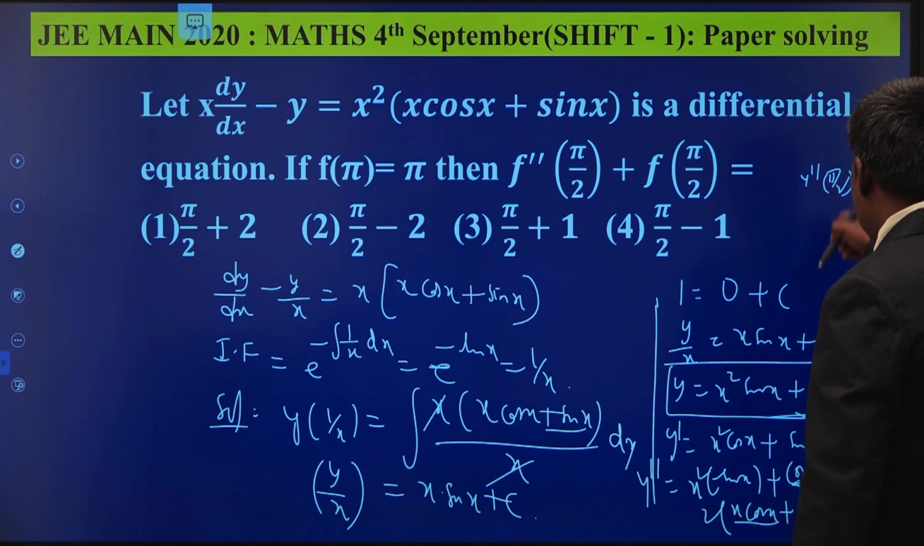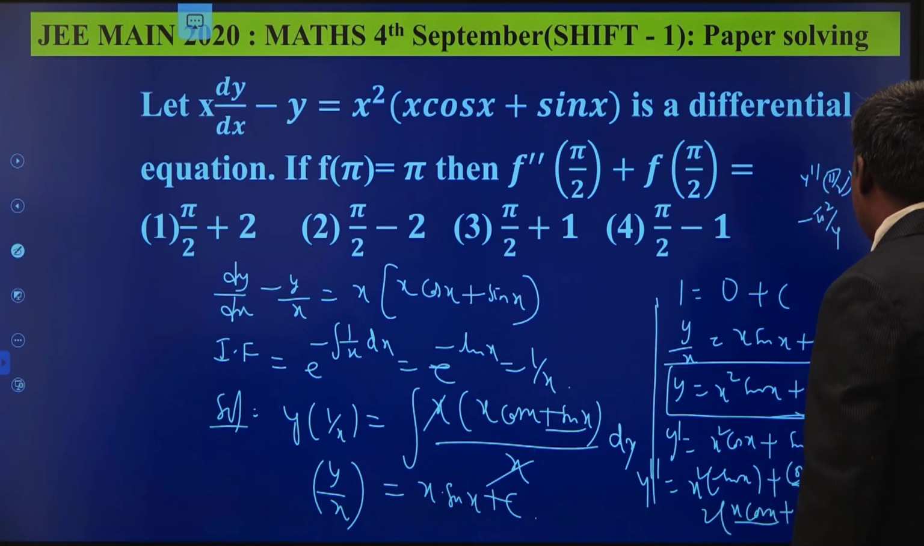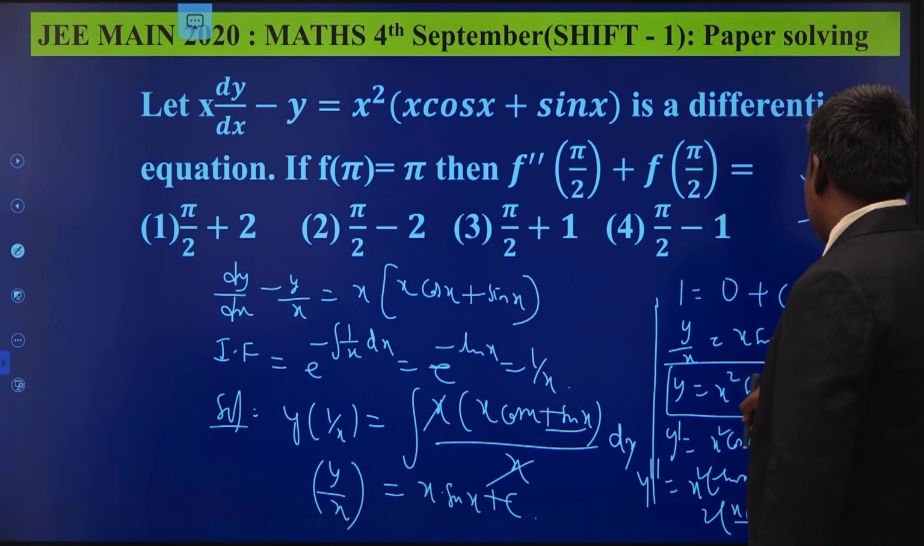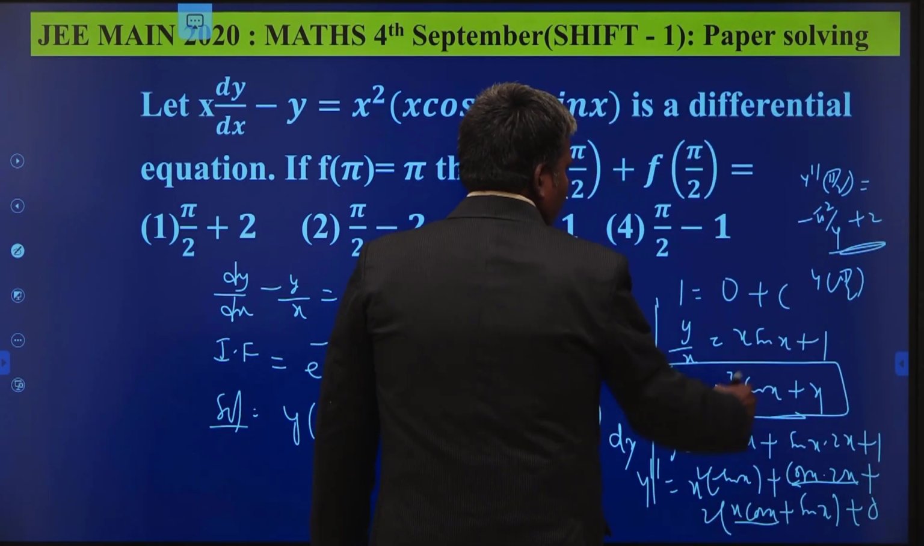Sin pi by 2 is 1, pi square by 4. This is minus pi square by 4 here. These two terms are 0. 2 into sin pi by 2 plus 2. This is y double dash pi by 2. Y of pi by 2 is what now? Pi square by 4 plus 1. Y of pi by 2 is pi square by 4 plus 1.